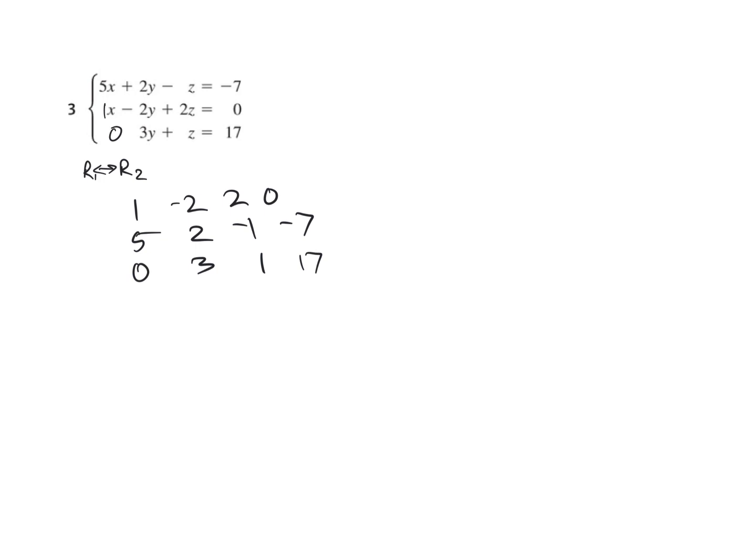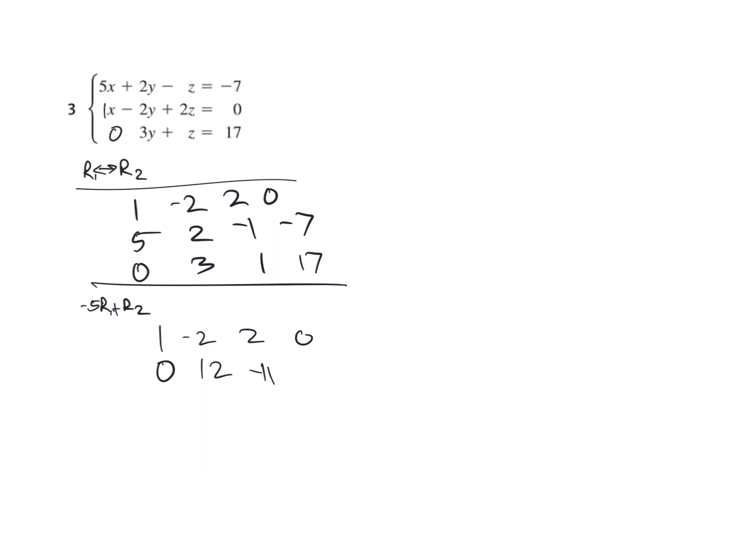All right, let's do -5 times row 1 plus row 2. So we get, again, 1, -2, 2, 0. -5 times 1 is -5 plus 5 is 0. 10 plus 2 is 12. -10 plus a -1 is -11. And 0 plus -7 is -7.